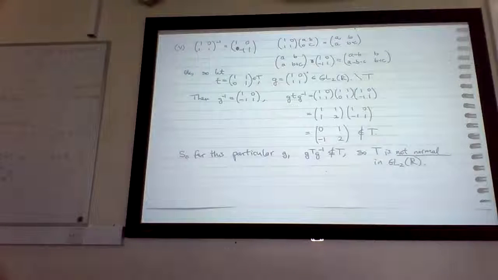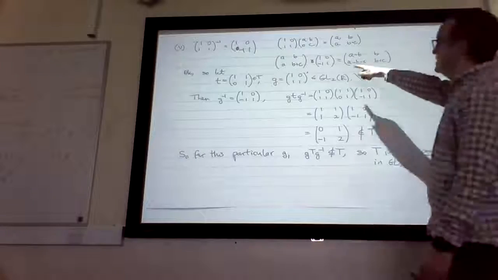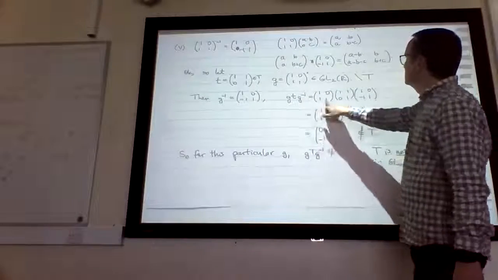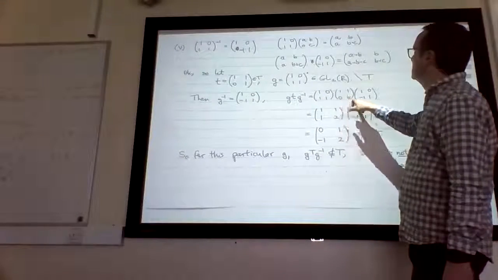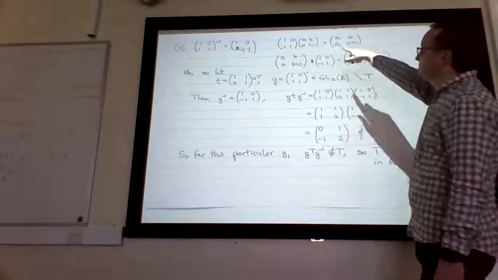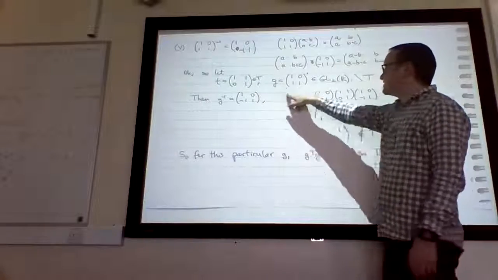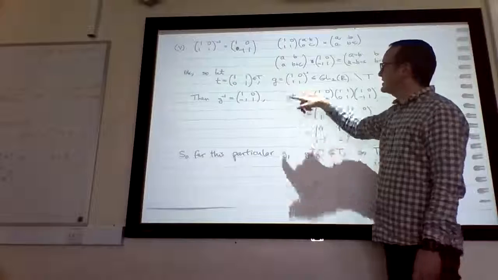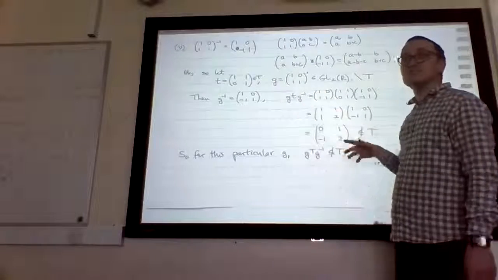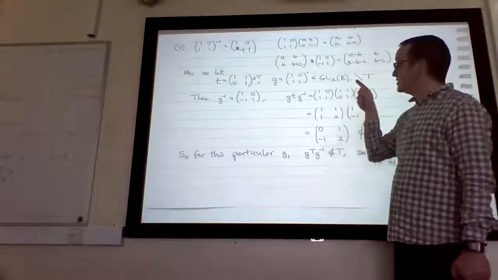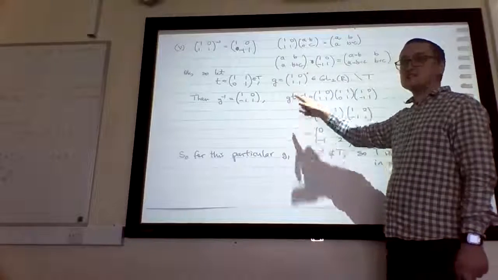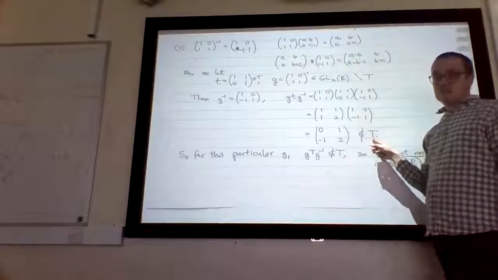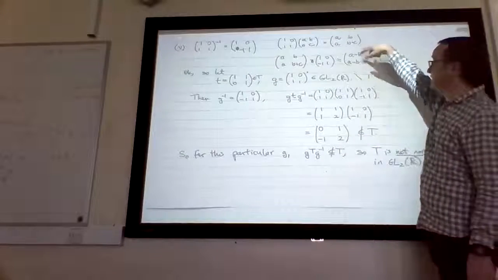And what's he doing here? So here he's just working out the conjugate. He wants to construct a counterexample to show non-normality. So he wants to choose a particular T that's going to evidence this non-normality. So he does a quick investigation.